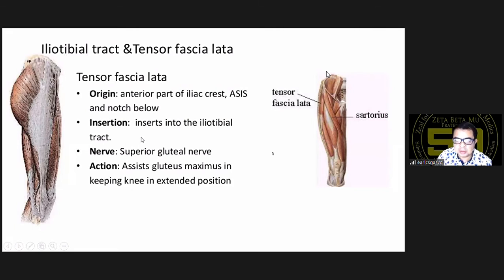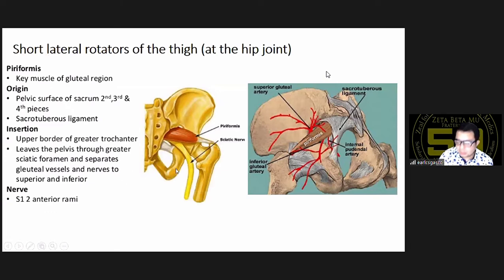The action of this tensor fascia lata is to assist the gluteus maximus in keeping the knee in position. It's supplied by the superior gluteal nerve. So actually, the gluteus maximus's actions can reach up to the knee through the iliotibial tract, to the tibia. Now we go to the superficial muscles of the gluteal region, also known as short lateral rotators of the thigh.